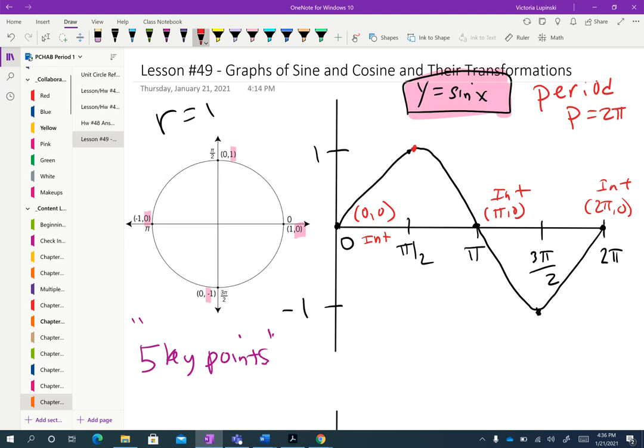Up here at the point pi over 2 comma 1, we want to refer to that as the maximum. And then down here at 3 pi over 2 comma -1, I'm going to refer to that as the minimum. So whenever you hear me refer to the 5 key points, these are the 5 key points that I'm talking about. Again, not just in terms of their actual ordered pairs, but also in terms of the vocabulary.